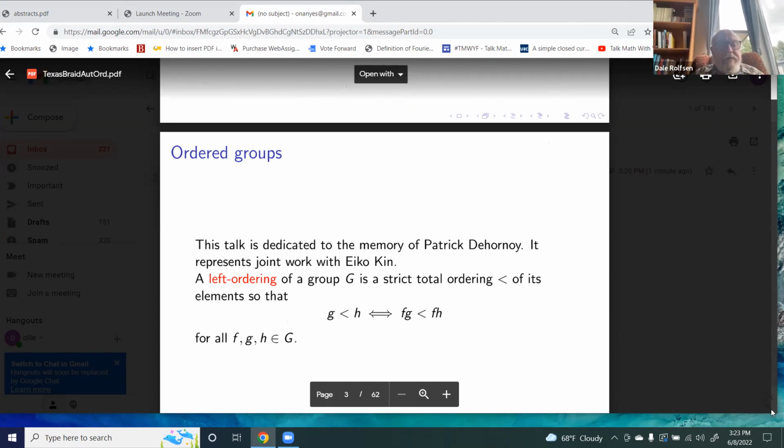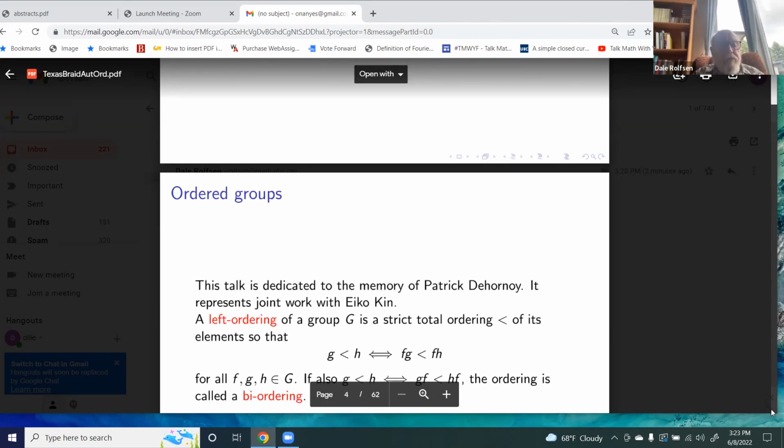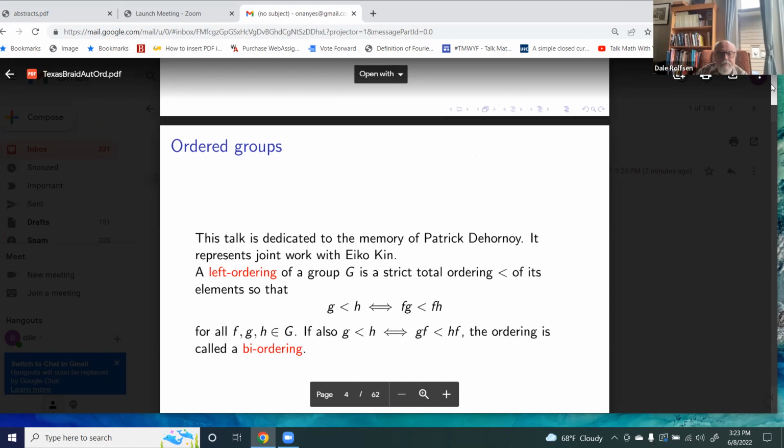A left ordering of a group is a strict total ordering of its elements that's invariant under left multiplication. So if g is less than h, then fg is less than fh for all f, g and h in the group. It's a very common thing. For example, for 3-manifold groups, as long as the first Betti number is positive, the group is left orderable. All knot groups are left orderable, for example.